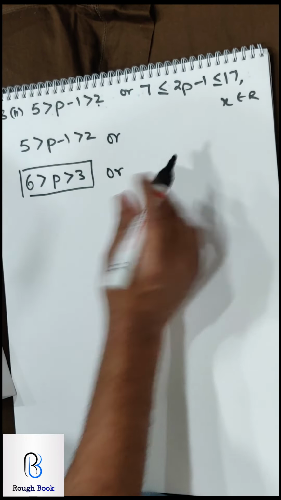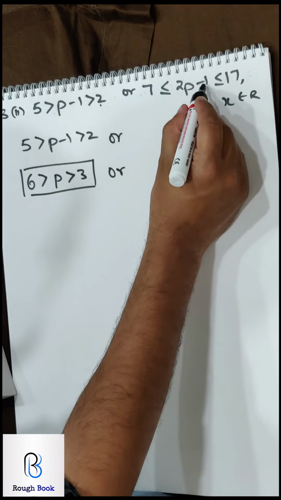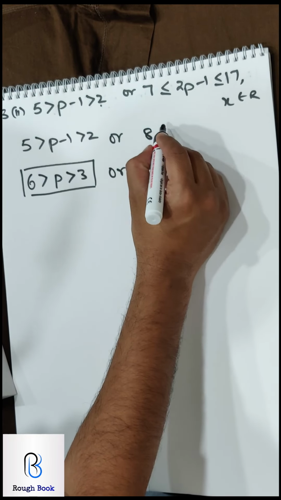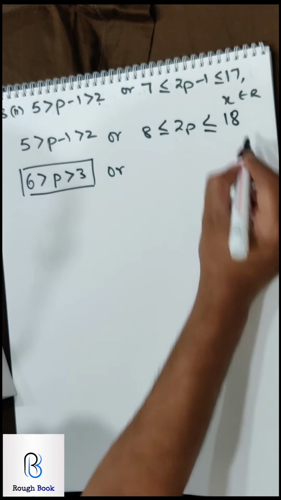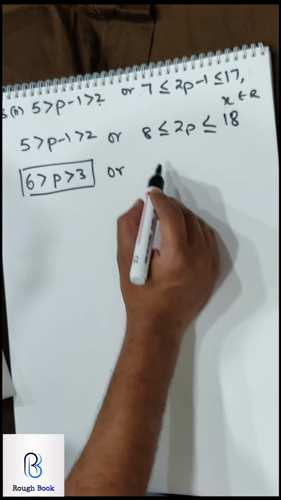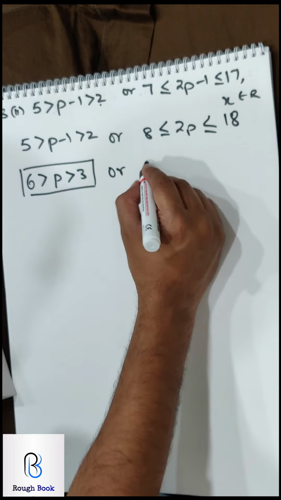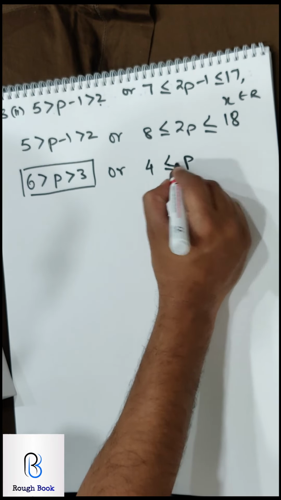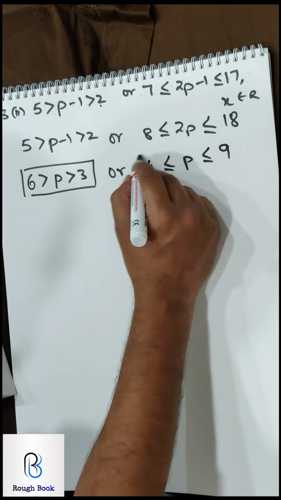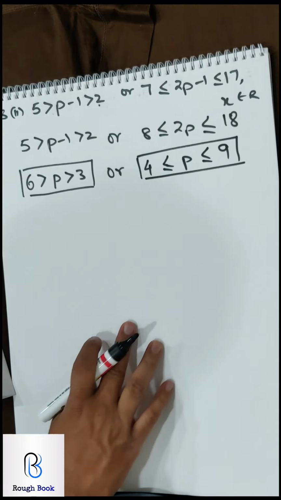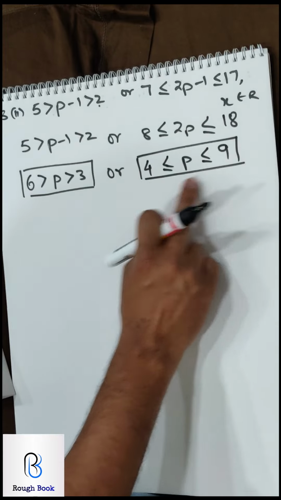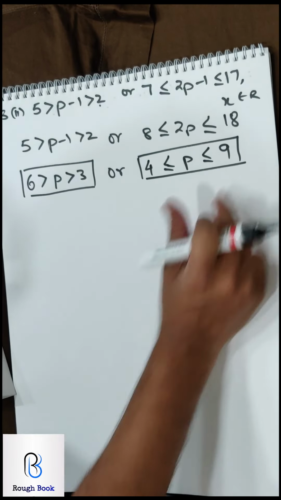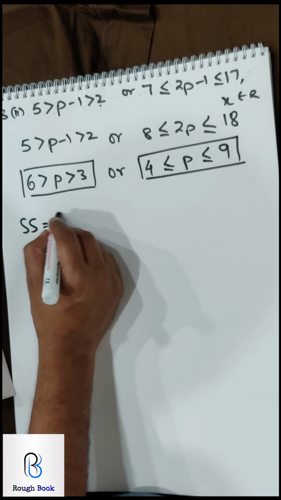Or the second part, likewise you can do 7 plus 1, so 8, and plus 1 on the other side, so 18. Divide both by 2 or divide all by 2. So this will be 4 less than or equal to p less than or equal to 9. So we got the 2 conditions. So p is lying either between 3 and 6 or 4 and 9, and x belongs to R. So how will I write my solution set?